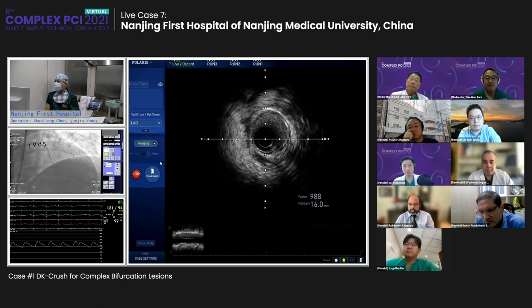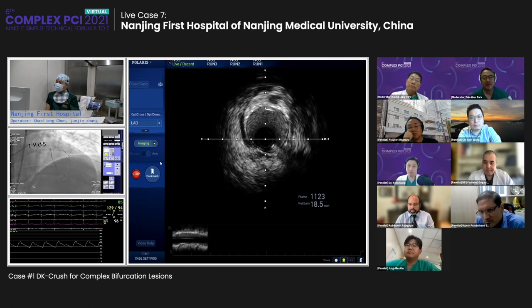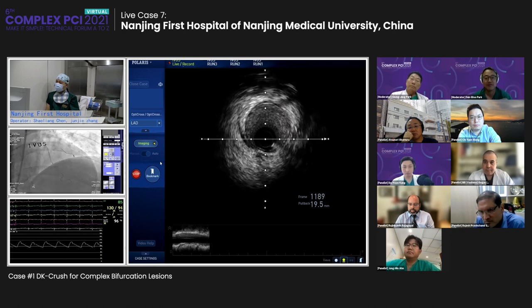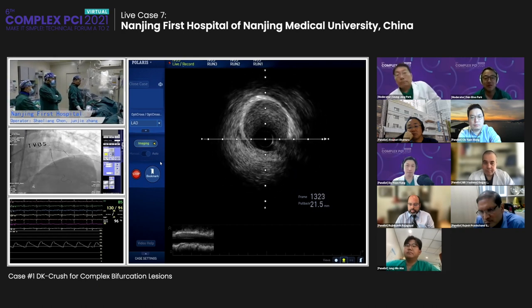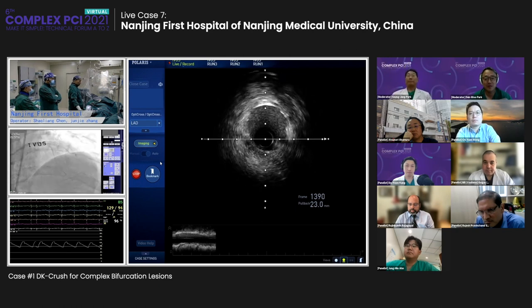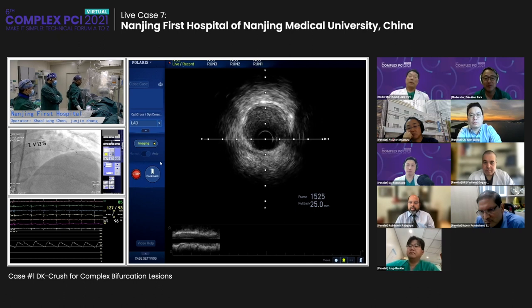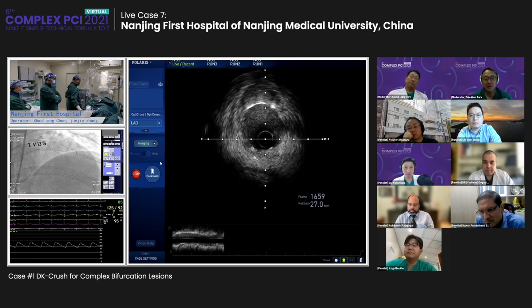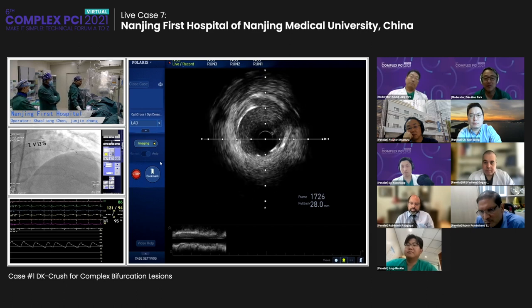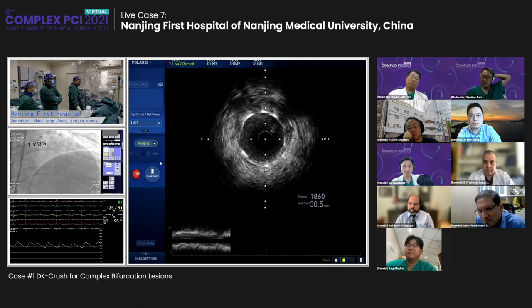Yeah, here is the muscle bridge. The lumen diameter is small. The stent is coming, I think. Not yet. This is the stent. The stent is coming. It is fully expanded. The stent edge shows no dissection. Okay, fully expanded, no dissection, and the stent extension is good.